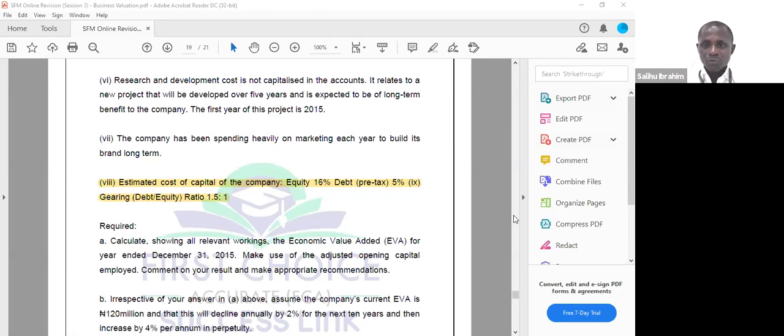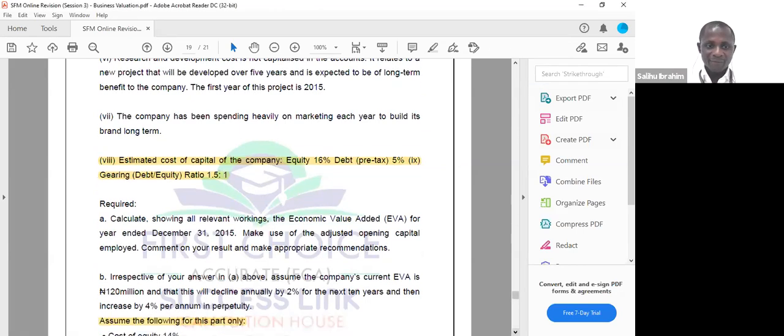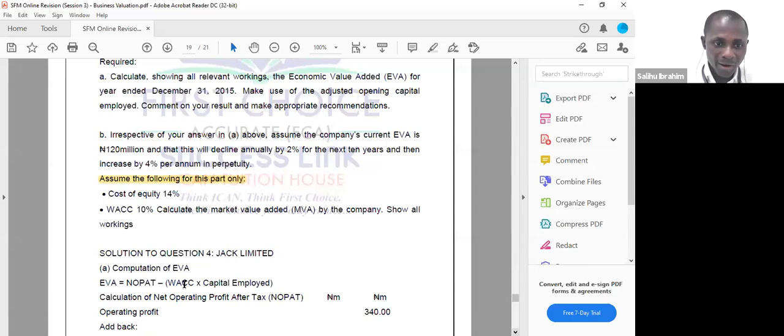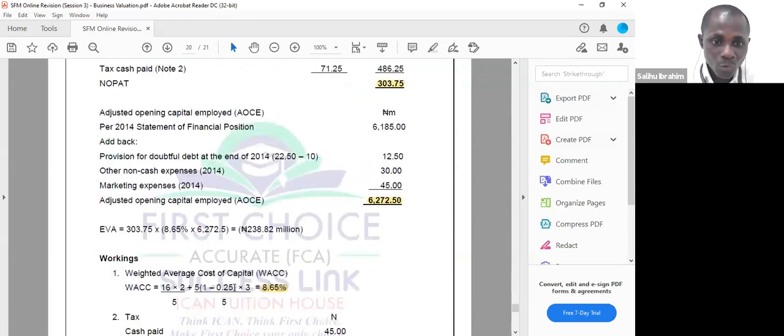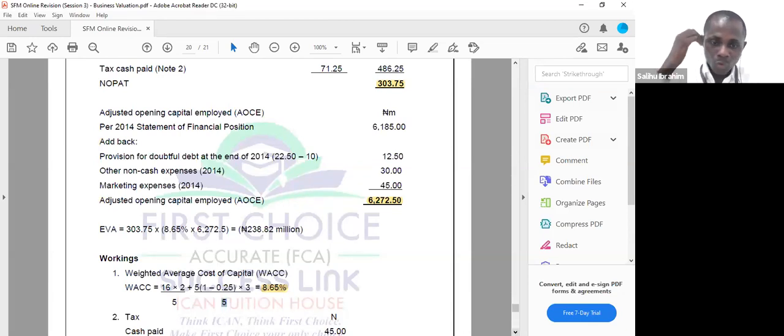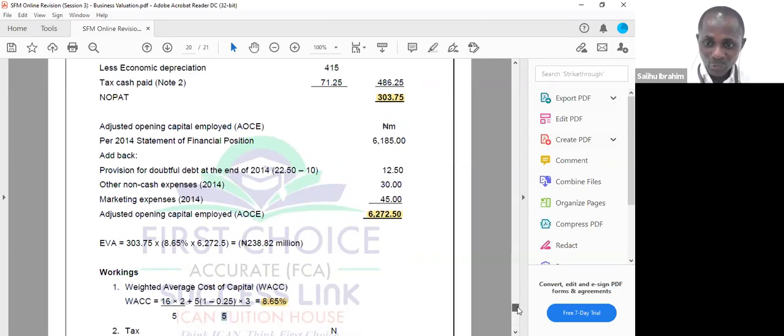Disregard that 5. Go and use this. If that is what is giving you issue, forget about the 5 now. Don't use the 5 again. Come to where I have that work. Where you have 2, put 1. Where you have 3, put 1.5. Where you have 5, put 2.5. Just divide them by 2. I believe that is clear. So the 5 should not create any issue for you. So that is requirement A.